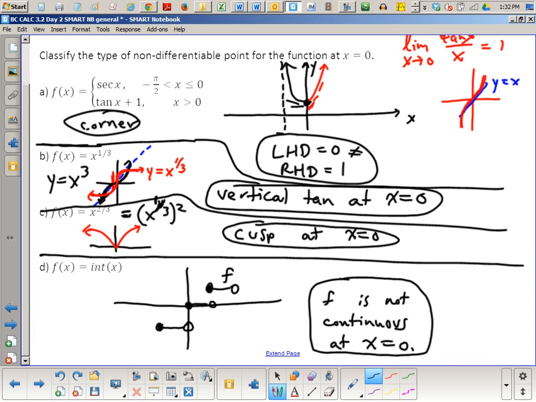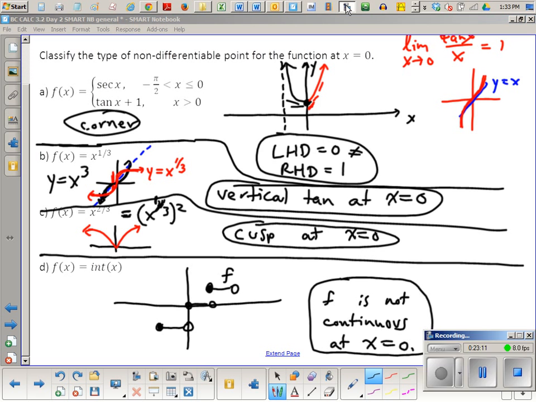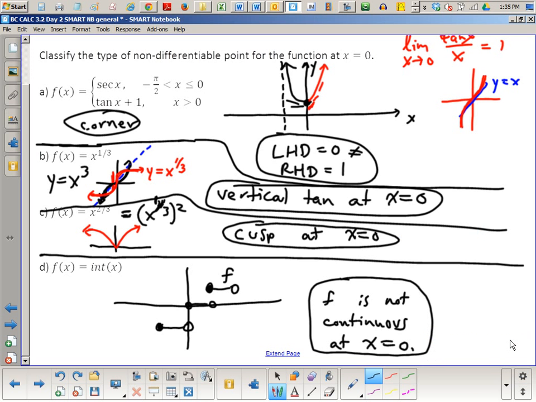Yeah? For part A, can you go over how you knew the left-hand and right-hand derivatives? I knew them from my knowledge of these graphs. Okay? So if you take a look, let me pause this recording. Okay. Let's go on.